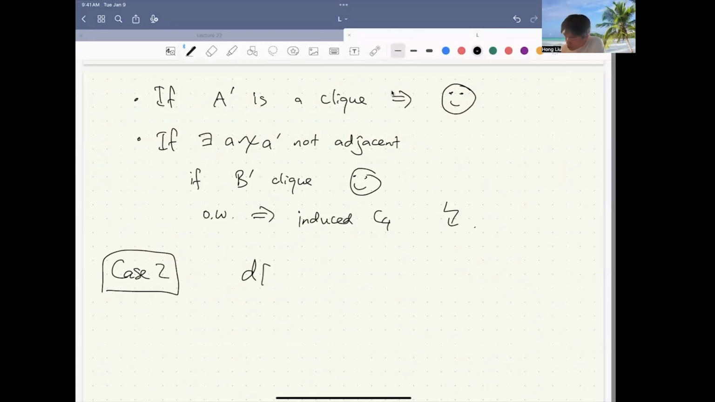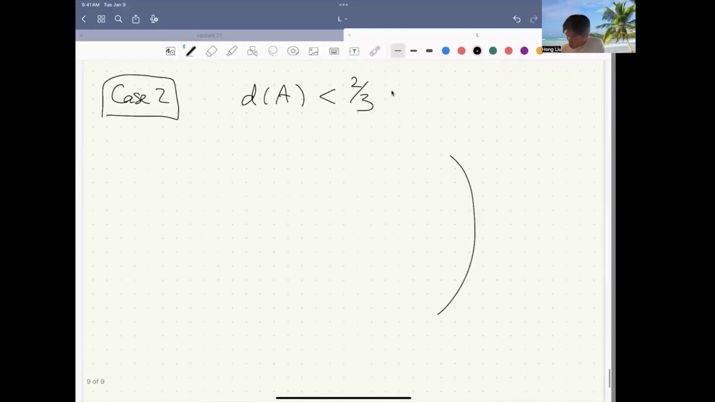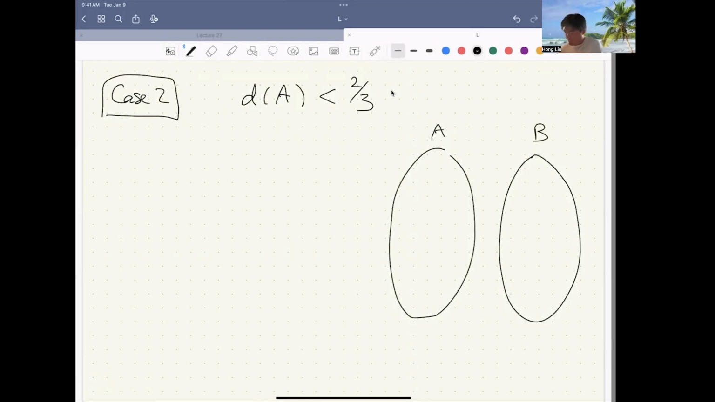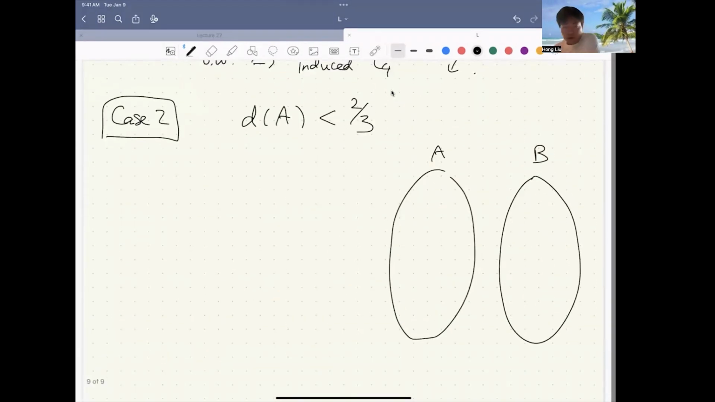Case 2. The density of A now is less than 2/3. Okay, so here's the picture again. The density of A is less than 2/3. Now what I'm going to do is clean the atypical vertices.